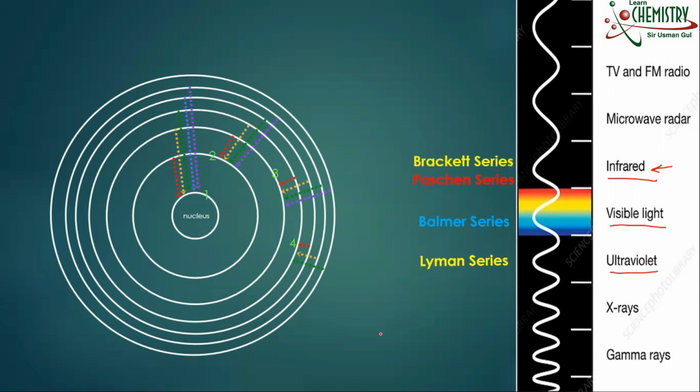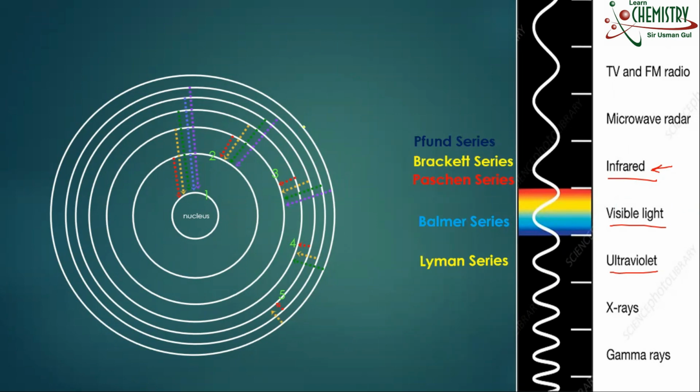And last but not least, another spectrum was also observed practically in the infrared region. That was when electrons come from a higher energy level to the fifth orbit, and this was discovered by Pfund. So we call this the Pfund series.